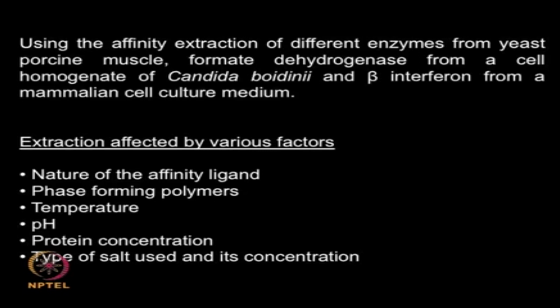So the phase forming behavior of the polymer, the temperature at which you are studying, the pH, the protein concentration, the type of salts used and the concentration of the salt. These are very standard parameters which are going to affect the aqueous system. For the affinity, the nature of the affinity ligand and the nature of the polymers are two different parameters which need to be considered as well while selecting a ligand.